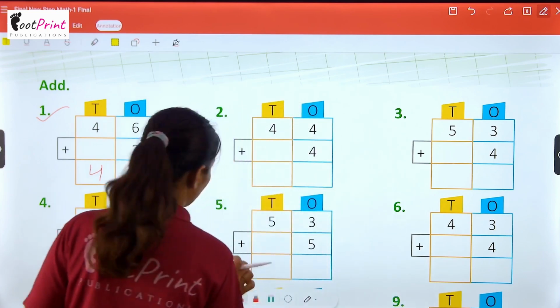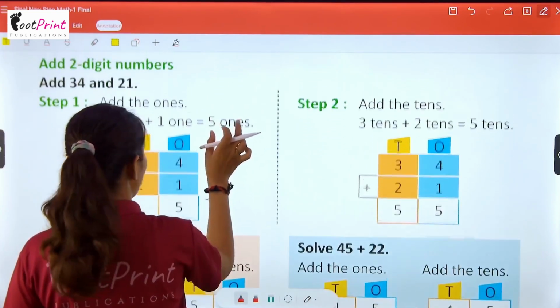Likewise, I did here. You have to complete all these sums.